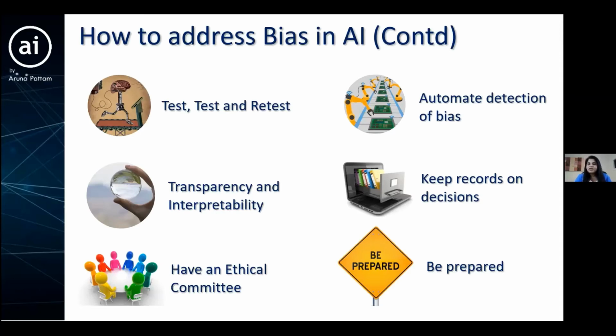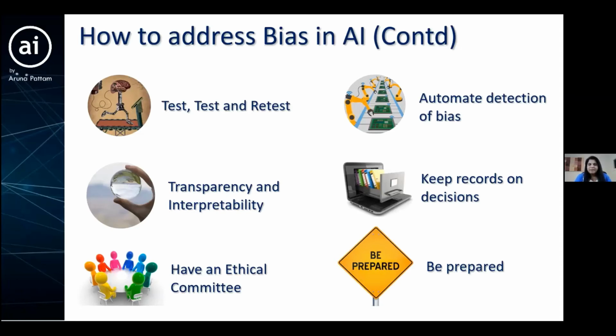Keep records of the decisions. While you have built the model and implemented the model into production, you still have to keep a record of every decision that has been made, and why it has been made. So if there are any issues, you can always go back and make sure you know who made the decision and how it was made.